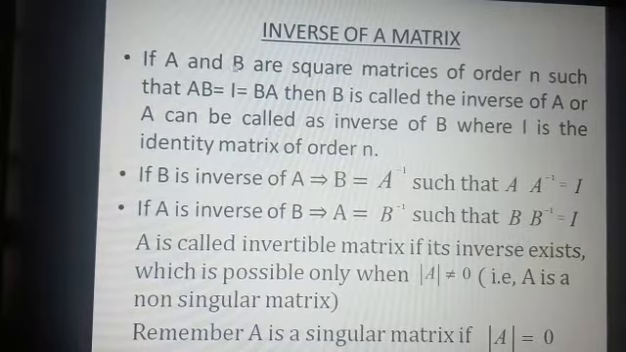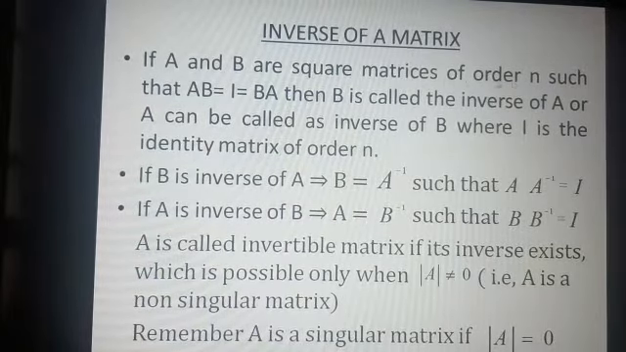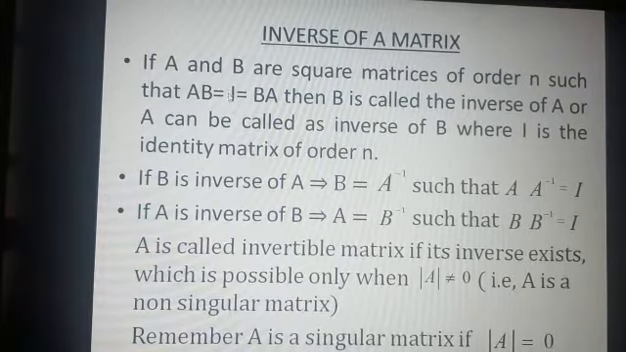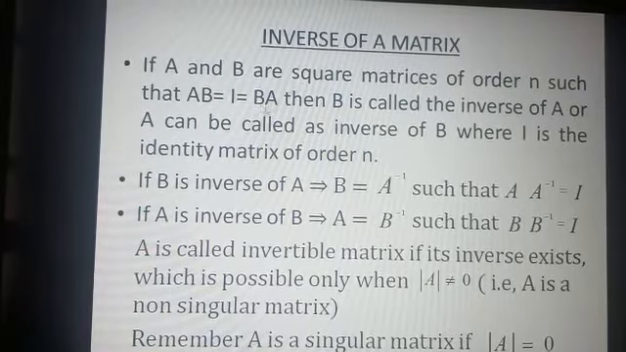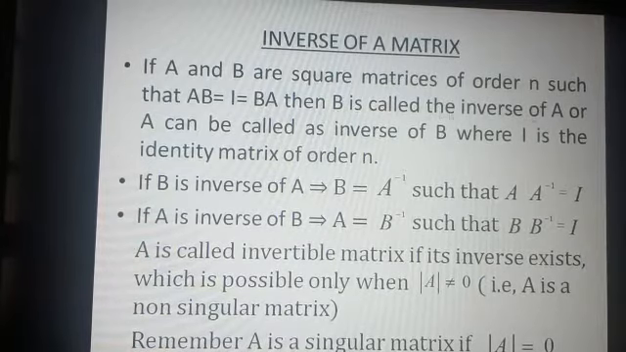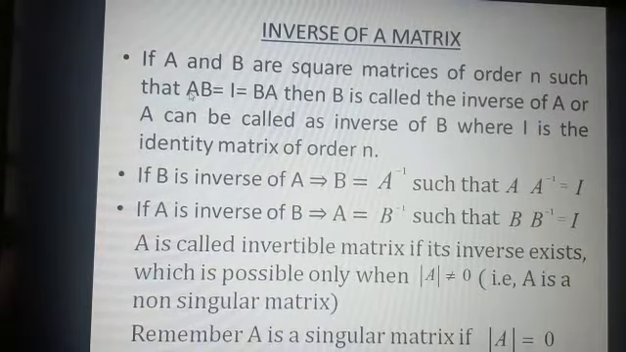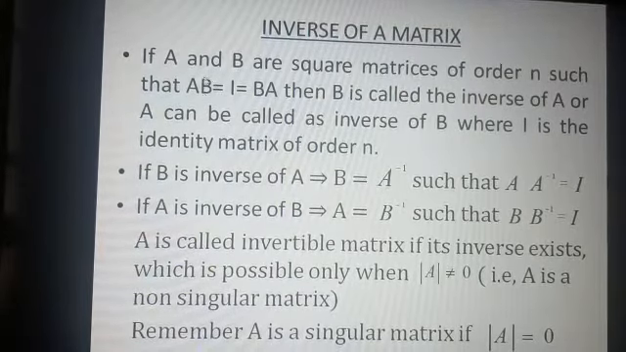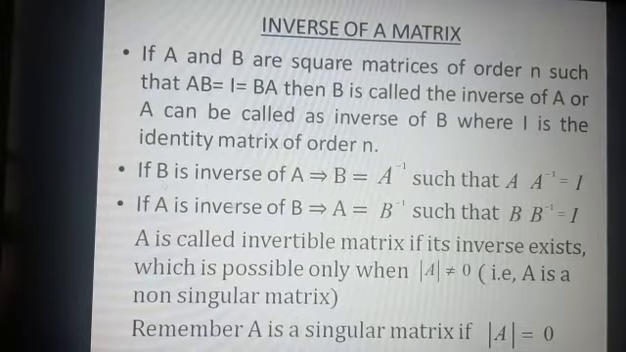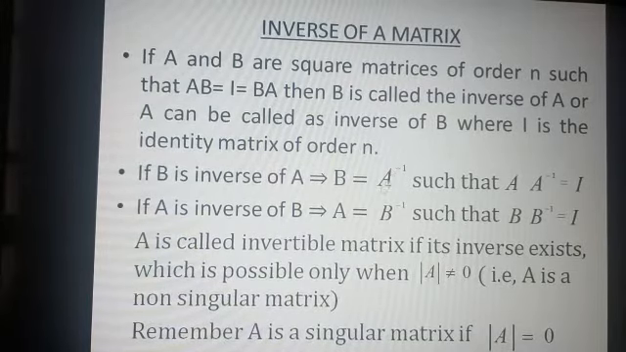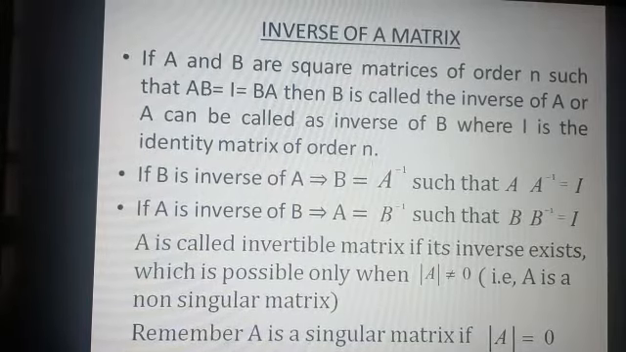Inverse of a matrix. If A and B are square matrices of order n such that the product of A and B gives the identity matrix, or the product of B into A gives the identity matrix, then B is called the inverse of A, or A can be called the inverse of B. That is, when you multiply A and B, you get I, then B is called the inverse of A, represented as B is equal to A to the power minus 1. This is A inverse.